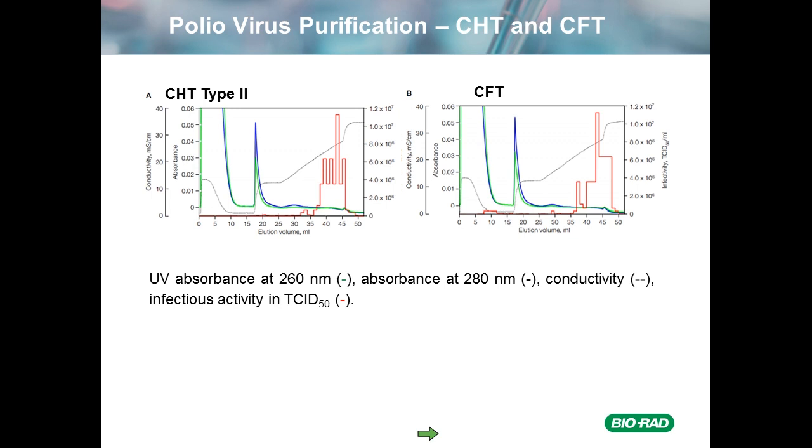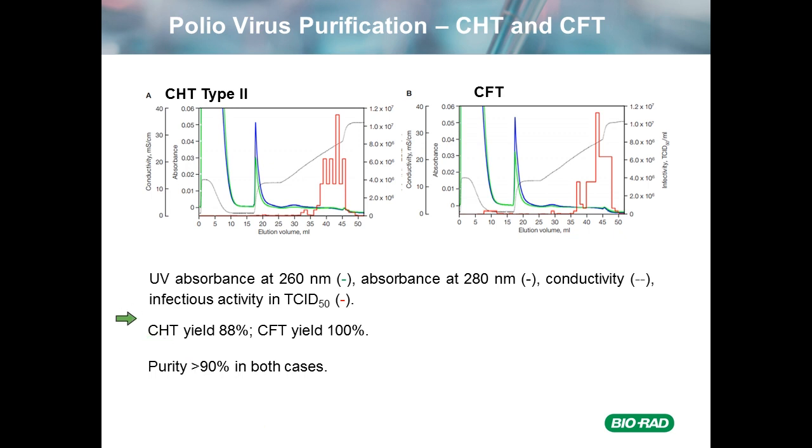If we look now at poliovirus, what you see again is CHT type 2. CHT type 2 and CHT XT are both hydroxyapatite products. And also on this slide you see CFT, which is ceramic fluorapatite. This is a material where the hydroxyl groups in CHT have been replaced by fluorine atoms. And again, what you see is very good separation between infectious activity in both chromatograms and the bulk of the absorbing material, either 280 or 260 on either product.